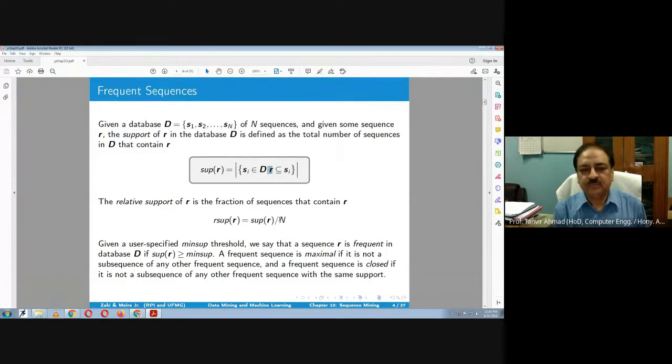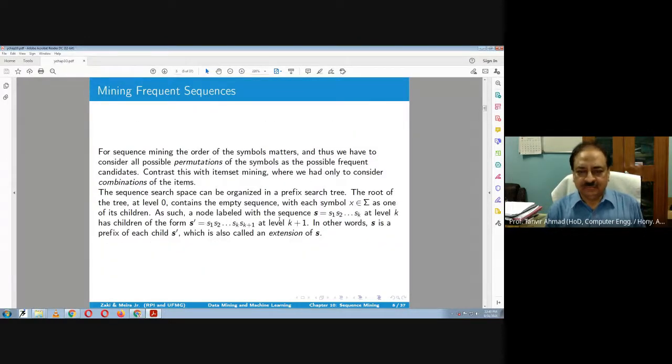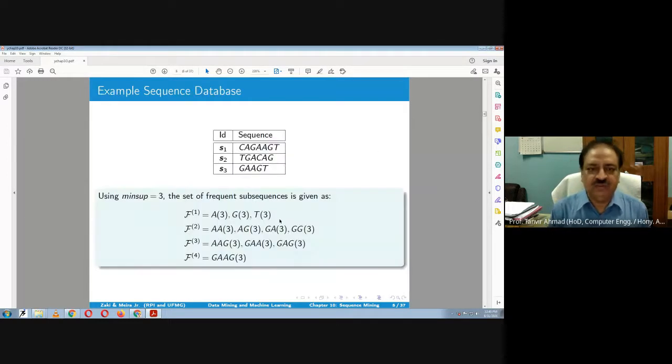Okay? Now let us see how we are going to apply the algorithm. When we are going to apply this algorithm, we will generate a prefix search tree. The prefix search tree will start from the root, which is at level 0, and we will develop this tree such that all those extensions are generated. Now let us try to see how it actually happens.